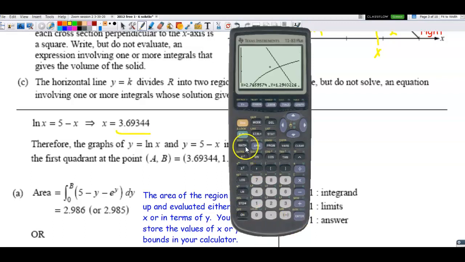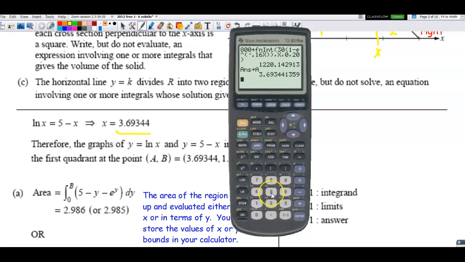And so then when I do the intersection of the two curves, second calc or second trace 5, enter, enter, enter. There's that point of intersection, and I'm going to store that. So second, quit, store, alpha A, enter. If I decide to do this problem in terms of y, I'm going to need that long y value, so I'm going to substitute this stored value of x into either of the functions. It doesn't matter which one.